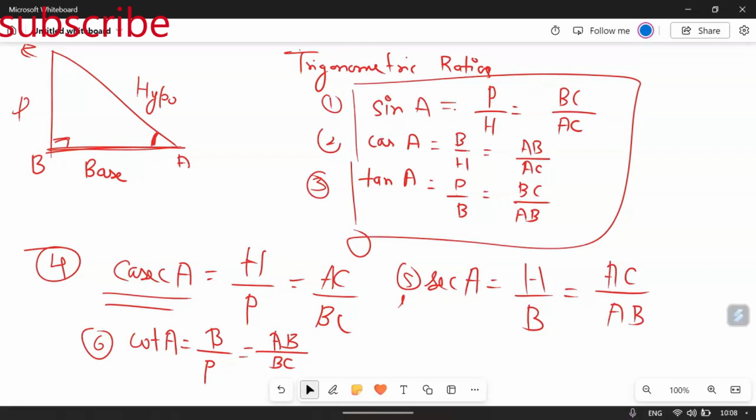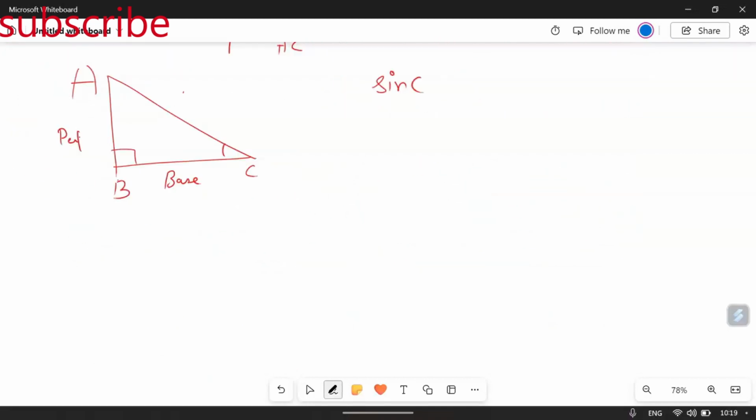If I am talking about angle C, the base will change, the perpendicular will change, but the hypotenuse will remain the same, because hypotenuse is the longest side. So we can say the sin C will be, we know the formula, perpendicular upon hypotenuse. So it will become perpendicular is AB and AC.